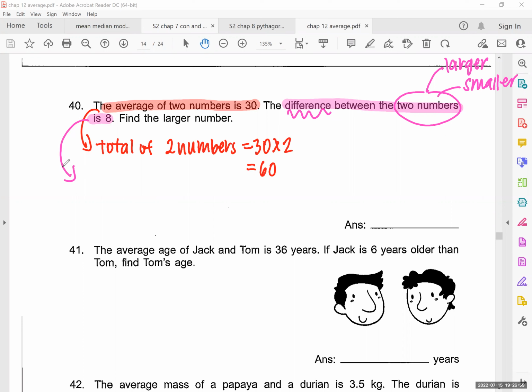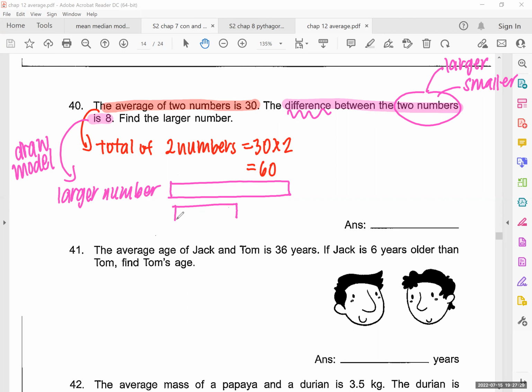Yeah, draw a model. So how to draw the model? Two bars. One of them is longer. Longer for who? For the larger number, you draw a longer bar. And what else? Then you draw a shorter bar. Shorter bar for who? Smaller number.